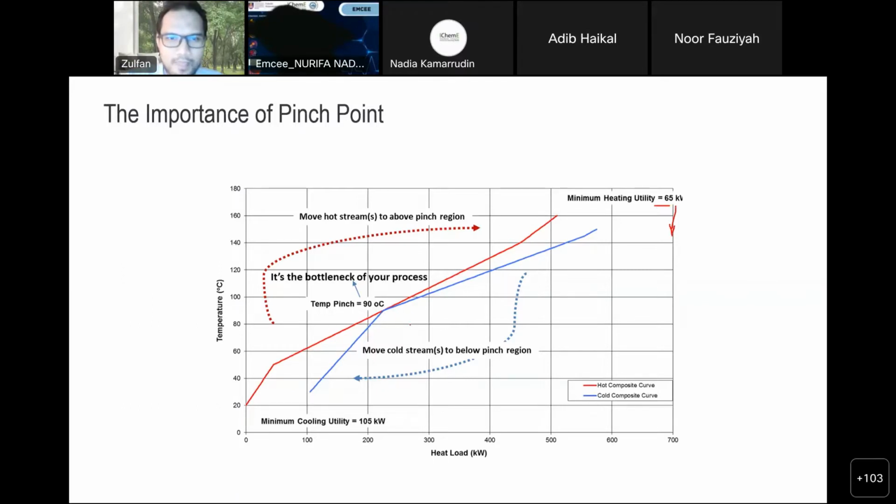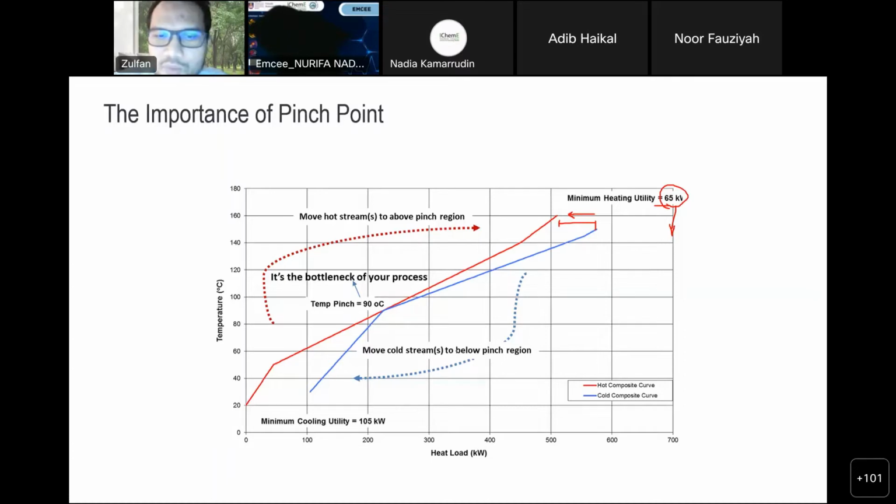No? Okay. The only way to do so is by reducing the allowable delta T min, as I mentioned before. But in this case, if we stick to the 20 degrees C of delta T min, we are stuck with this 90 degrees C as the bottleneck of the process. If we see from here, we want to minimize the external utility, so we want to minimize these portions to be as low as possible. There are several ways to do that.